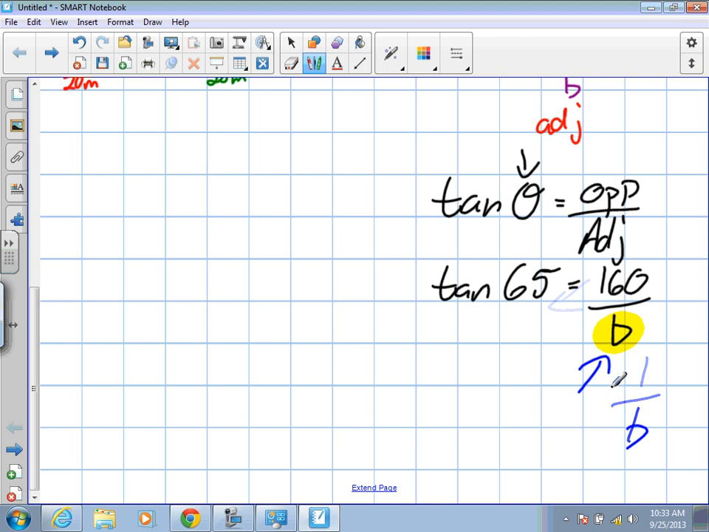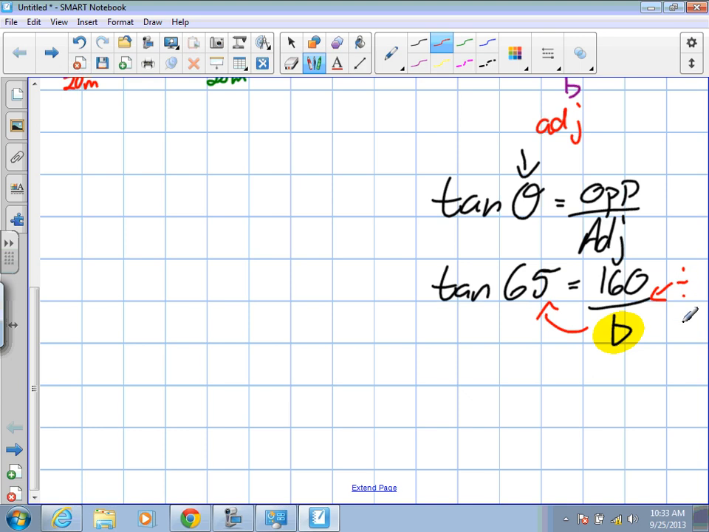So in order to move B over, what operation do I have to use? That's right. Because this is a division sign, I need to multiply by B. So I'm going to be left with B multiplied by tan 65 equals 160. Now in order to isolate this B, what do I need to move to the other side?